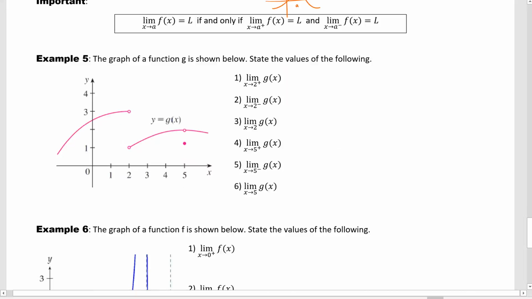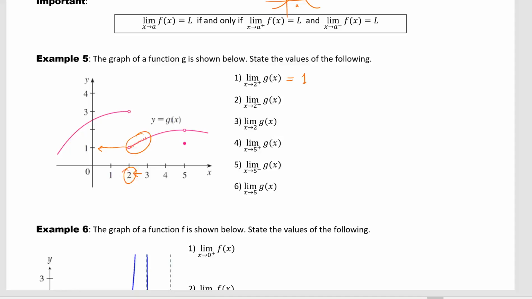Next, we're given the graph and we want to figure out all the limits. Okay, so this is the graph. Open circle means the point is missing. A solid circle means the point is right there. So what is the limit as x goes to 2 from the right? Where is 2? That is the x value, right here. So we're looking at 2 from the right, so we actually look at this piece, right? As we travel along it, what's the y value? 1. So that's why this is 1.